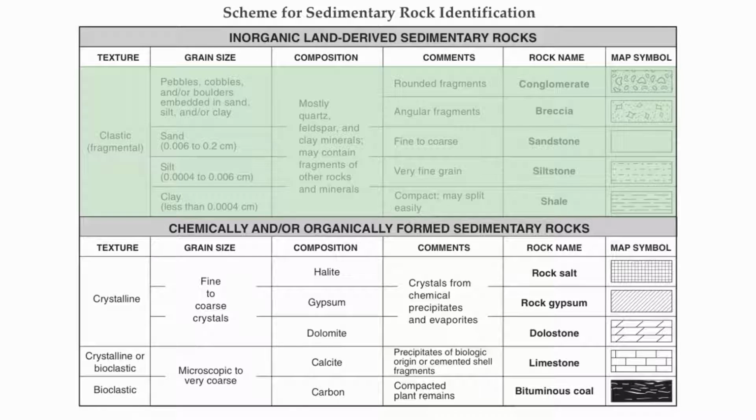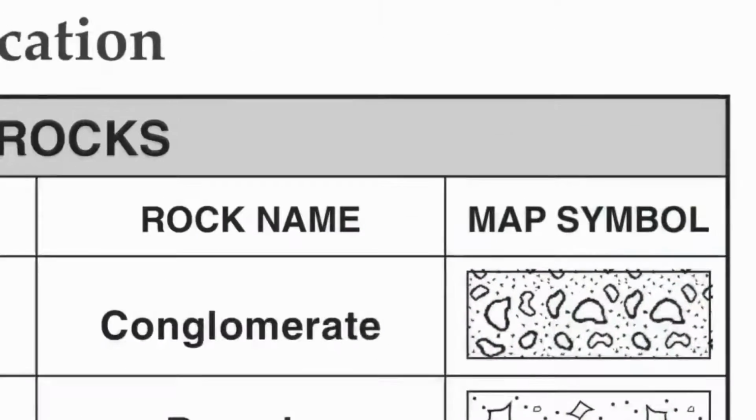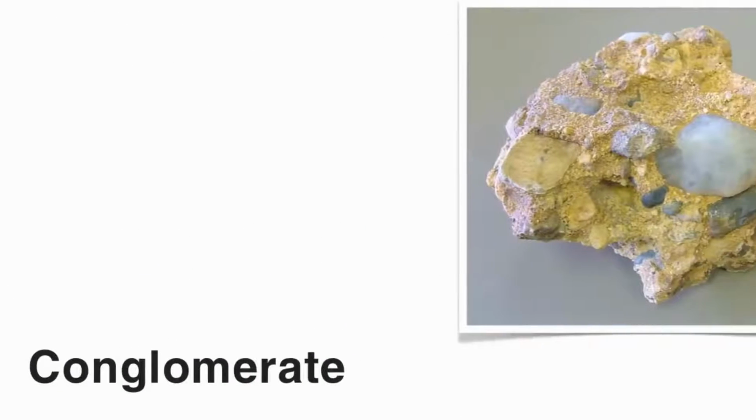Composition tells you what minerals you would expect to see. Comments are just important information. And then, of course, you have the names of the rocks and something called the map symbol, which we'll be using more later in the year. So let's take a look at some of these clastic sedimentary rocks, beginning with the first one, conglomerate.